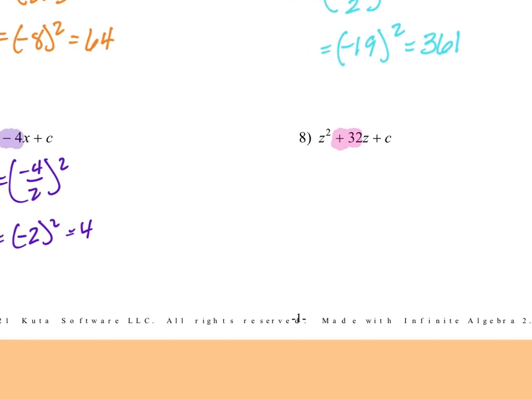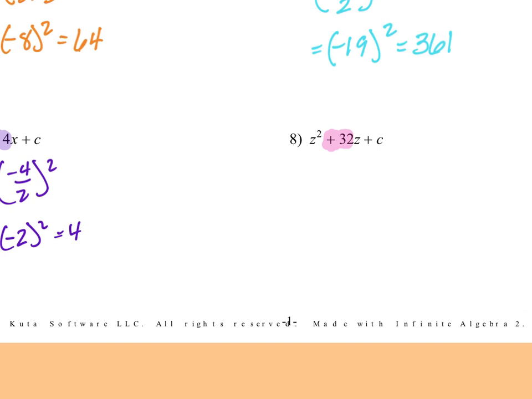And then the last one's just a little harder, just because it's bigger, right? Yeah, nice, Zoe, very good. And then C is going to equal 32 divided by 2. And then I'm going to square it. So I get 16 squared is 256.